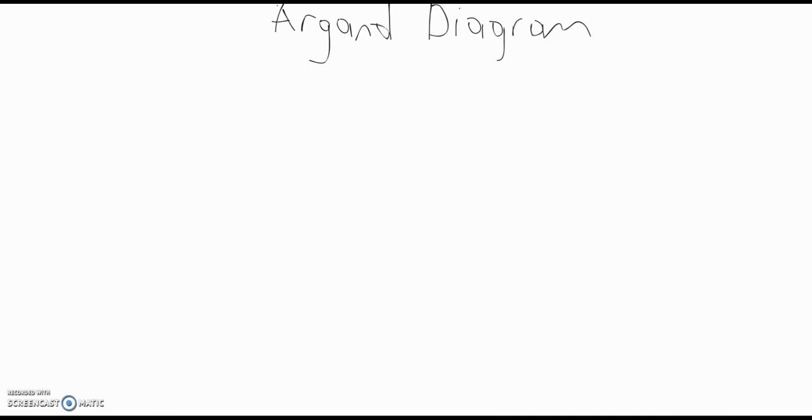Today we're going to be talking about the Argand diagram and the polar form of the complex number. Now let us start by looking at the rectangular form or the Cartesian form of the complex number. This form is z equals x plus iy, where x is the real part and y is the imaginary part. Now this complex number can be represented as a coordinate form or as an ordered pair.